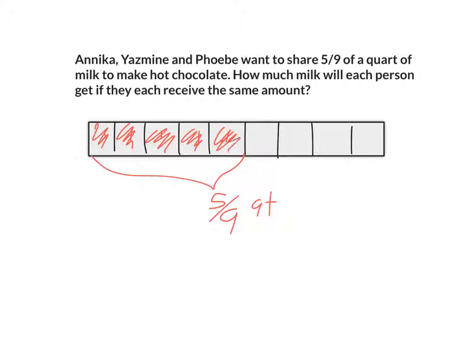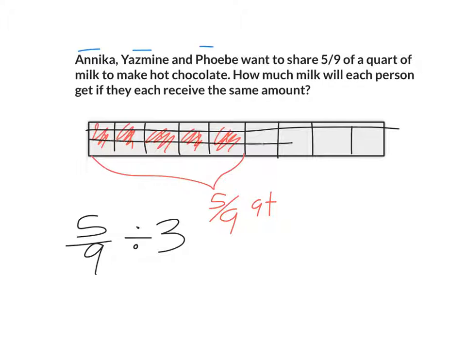And Annika, Yasmin, and Phoebe, those are 3 people. 1, 2, 3. They want to share the milk. Well, that means we're going to be dividing the 5/9. We're going to divide those 5/9 of a quart among the 3 people. Well, we know from our previous work that if we want to divide these among 3 people, we would make 3 equal groups. 1, 2, 3. Those are our 3 groups.